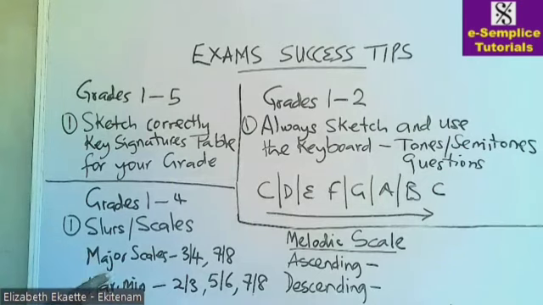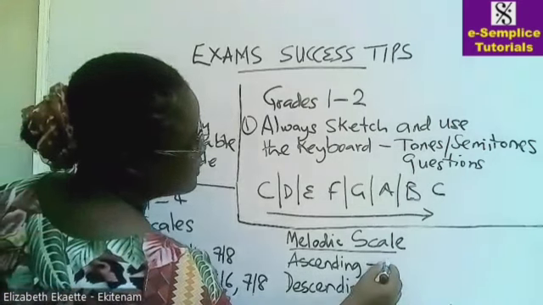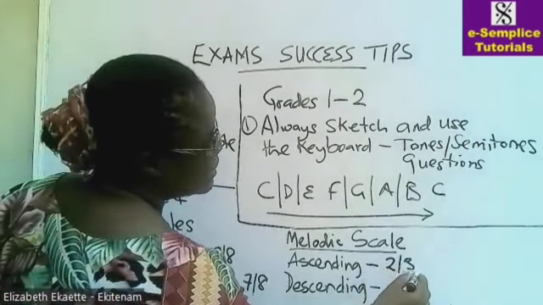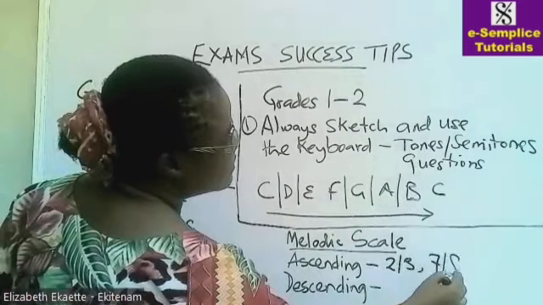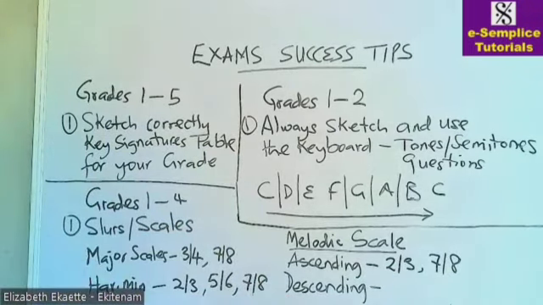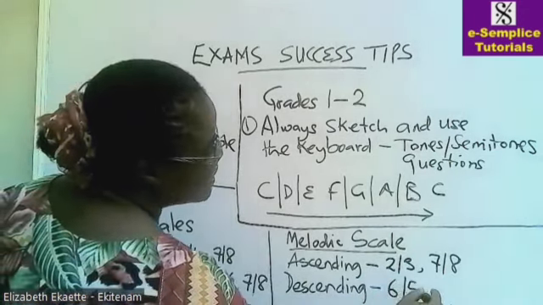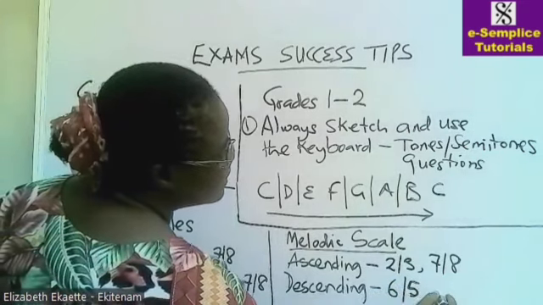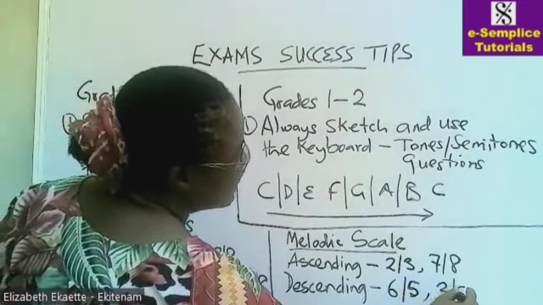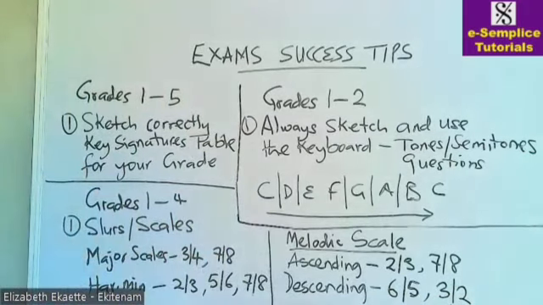If you are writing an ascending melodic scale, your slurs will be at degrees 2/3, then degrees 7/8. But when you are writing a melodic scale and it is descending, the slurs will be at degrees 6/5, then degrees 3/2. So you see, it is different.